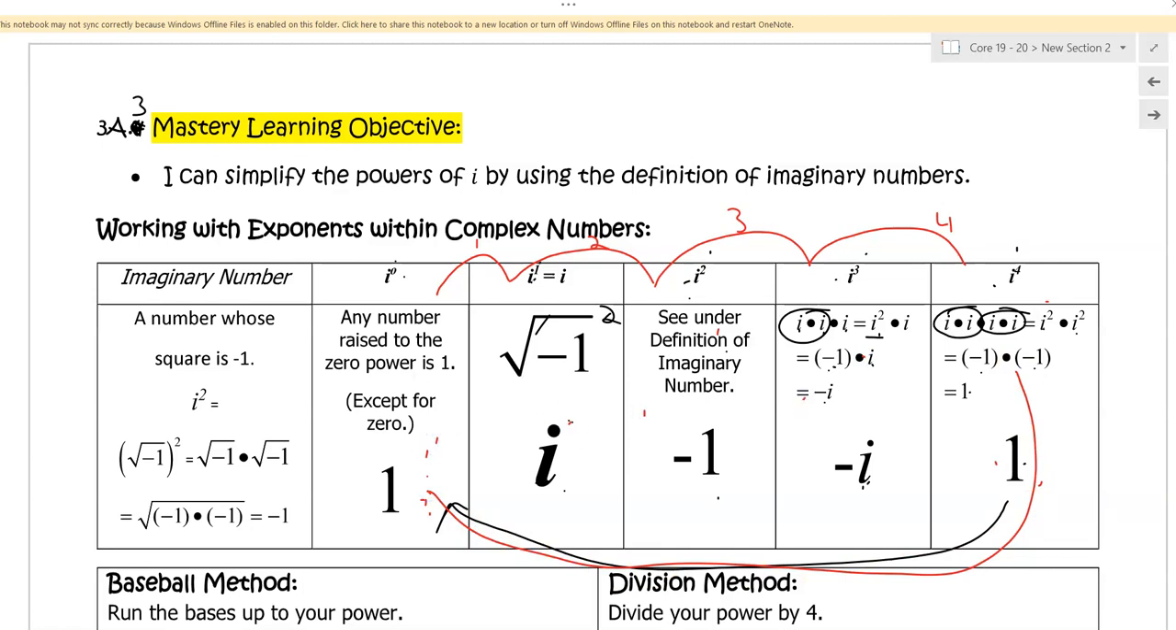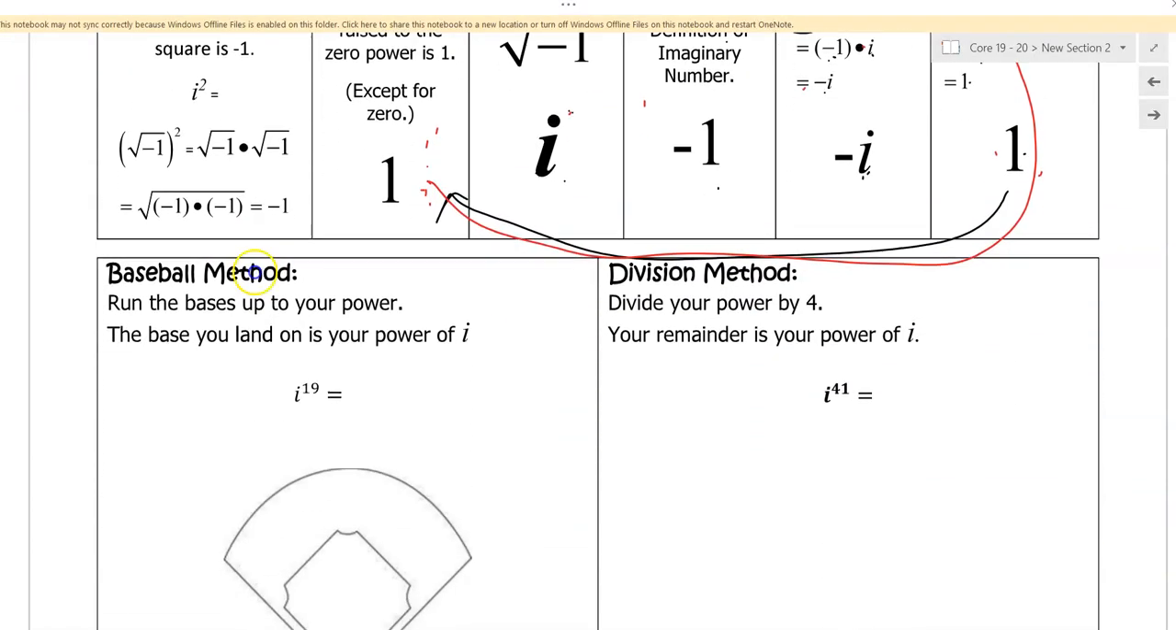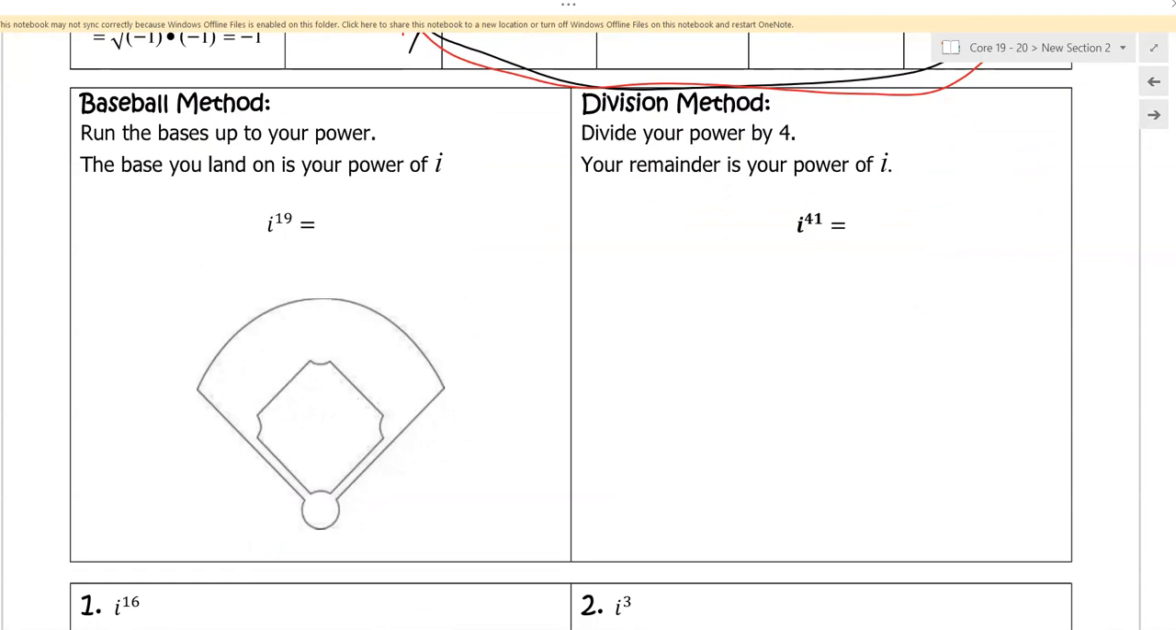Okay? So when we're doing these powers, we have 2 methods. The first is the baseball method. Just like I said, there's 4 parts to the cycle, just like a baseball diamond has 4 plates. So you can think about it as running around the bases. Where our home, where we start, is i to the 0. Then we go to first base. Then we go to second base, which was -1. Then we go to our third base, which was -i. And then, hey, look, we go back to home.